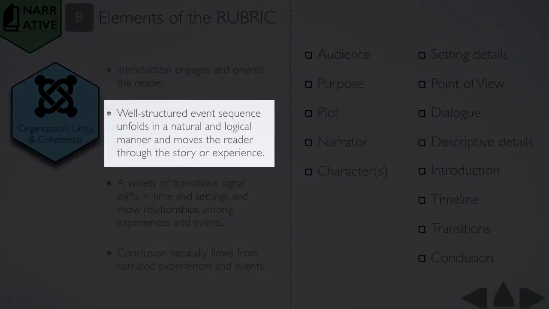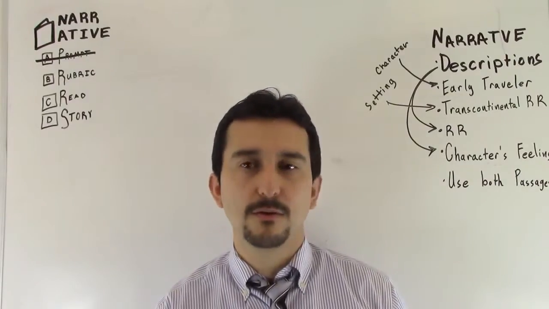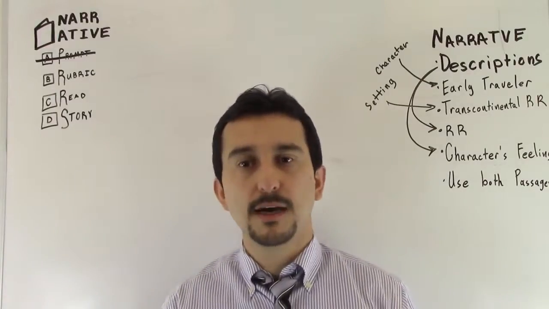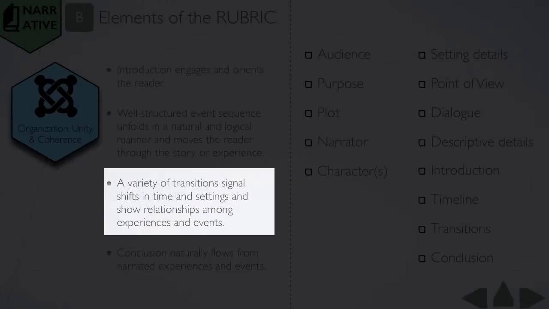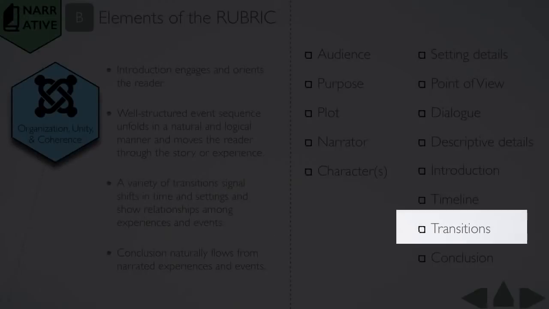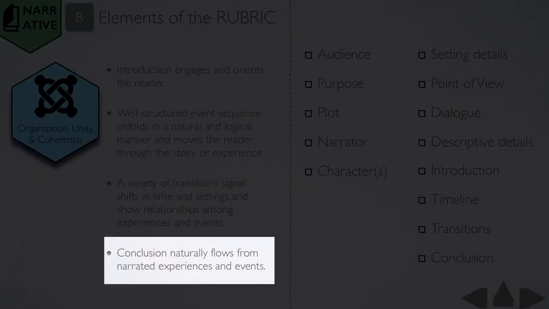Well-structured event sequence unfolds in a natural and logical manner and moves the reader through the story or experience. Okay, so it has to follow a timeline, essentially, or plot diagram. And a variety of transition signals shifts in time and settings and show relationships among experiences and events. Transitions. It has to have a natural flow of transitions and timeline incorporated in there. And of course, conclusion. Beginning and end.